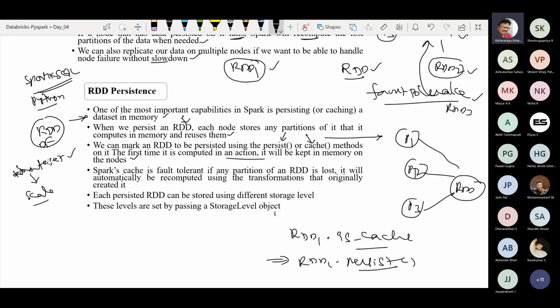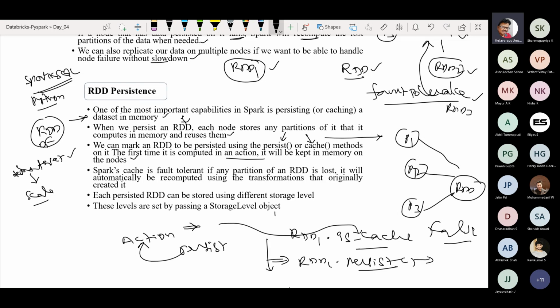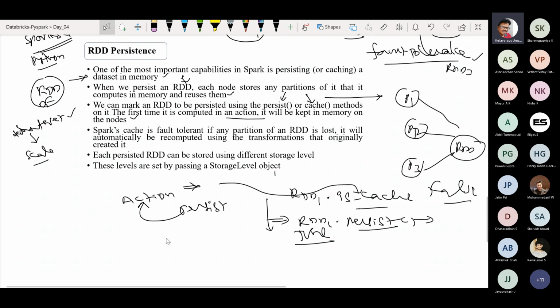Friends, here you need to observe that while performing the action, at the moment I persist, it performs some kind of action. So it reflects in is cache. Earlier you would have got false. Now once the persist is over, your RDD's is cache returns true. We have verified both things in fact. So Spark's cache is fault tolerant. If any partition of an RDD is lost, it will automatically be recomputed using the transformations that originally created it.